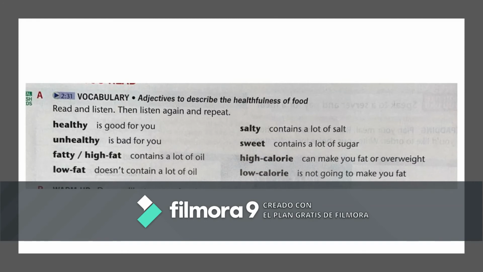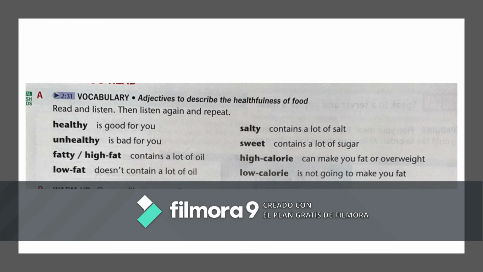All right. In this part, we have a little vocabulary. The vocabulary is about the adjectives to describe healthfulness of food, right? The first word that we have is healthy. What does healthy mean? That it is good for you. Also, we have unhealthy. It means that something is bad for you. Also, we have fatty or high fat. It means that it contains a lot of oil. Also, we have low fat, and it means that it doesn't contain a lot of oil.